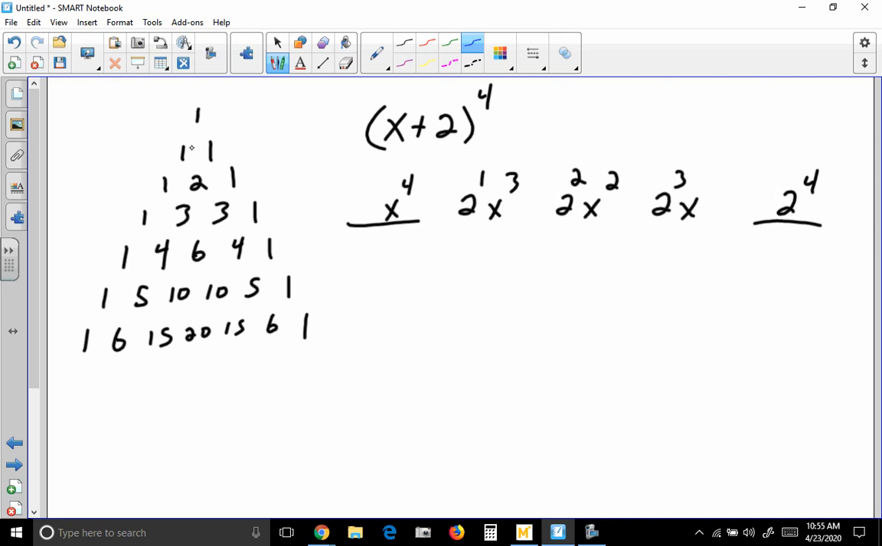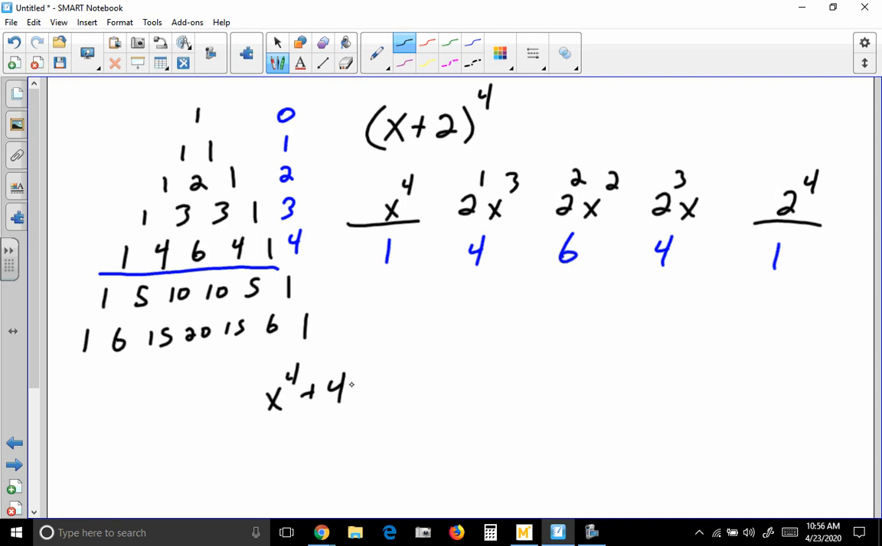The coefficients in this triangle are going to tell us how many of each of these terms we are going to end up with. So remember, this is 0, this is to the 1st power, the 2nd power, the 3rd power. This is the row for raising something to the 4th power. So we're going to have 1 of these, 4 of these, 6 of these, 4 of these, and 1 of those. So we're going to have 1x to the 4th.